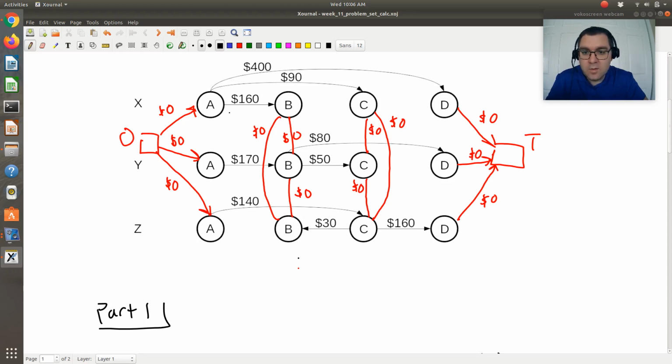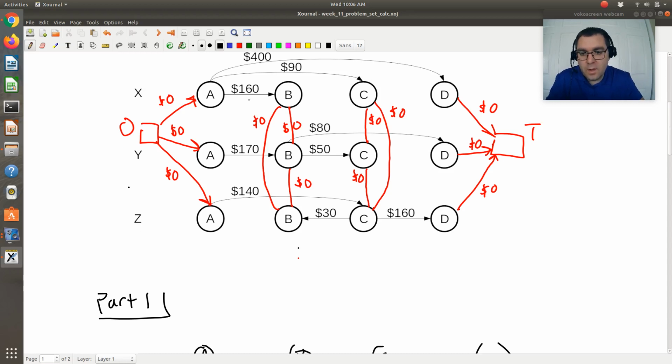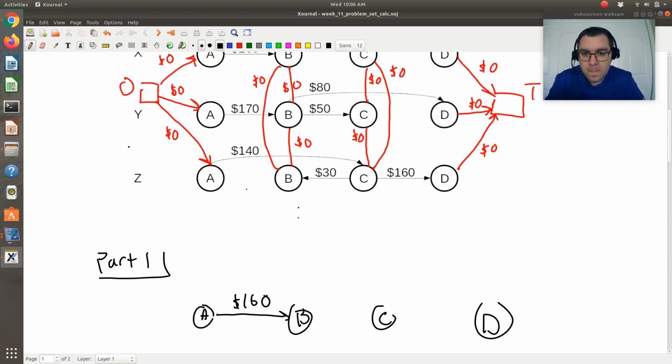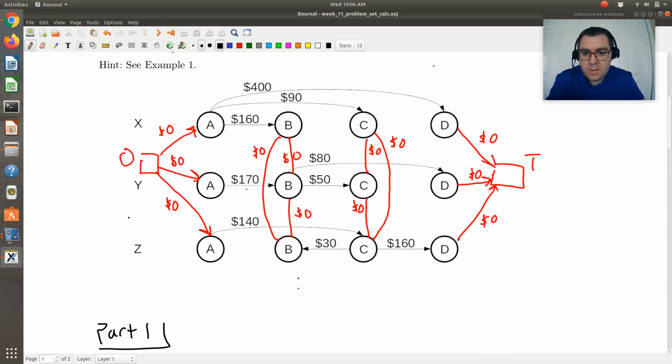I could draw both routes on my consolidated diagram, but I know that if I had to choose between the two, and I'm definitely going to fly from A to B, I'm going to choose the cheaper one. So I'm just going to draw in a single route, my $160 route from airline X, because it's the cheapest. So that's A to B.